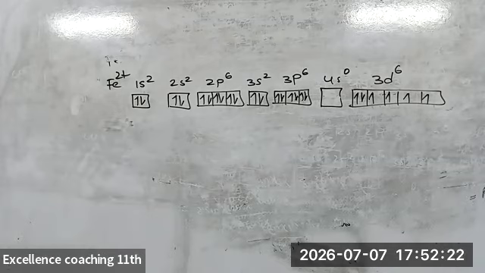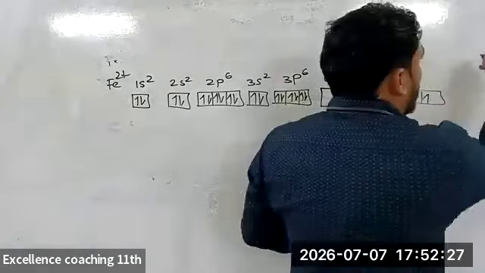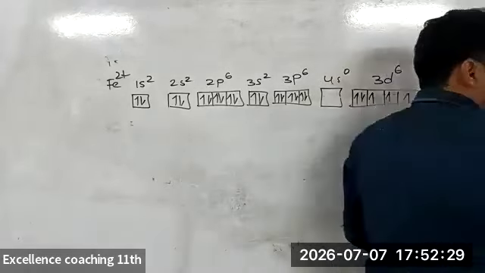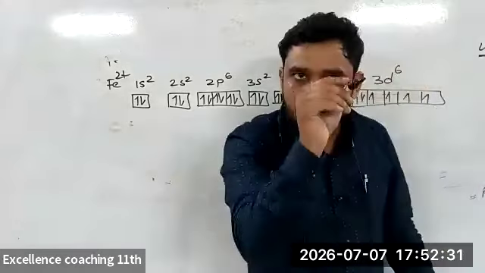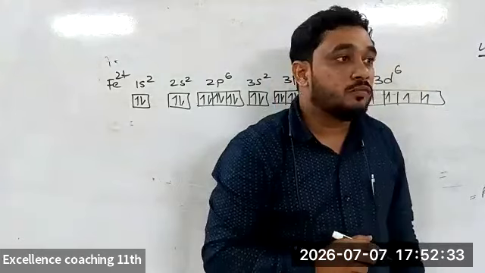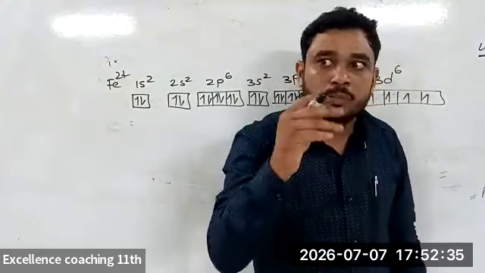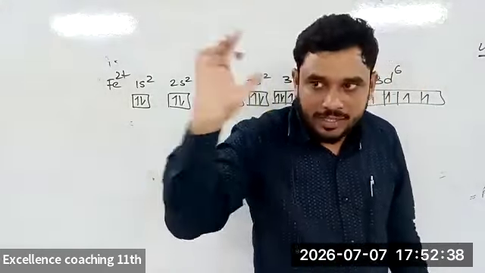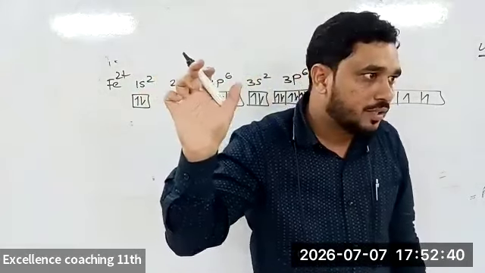Understood, no? So the 4 is the outermost shell, no? What is the meaning of 4 in that 4s? Fourth shell, no? So the outermost shell is the fourth shell. Right? Are you getting the things here?